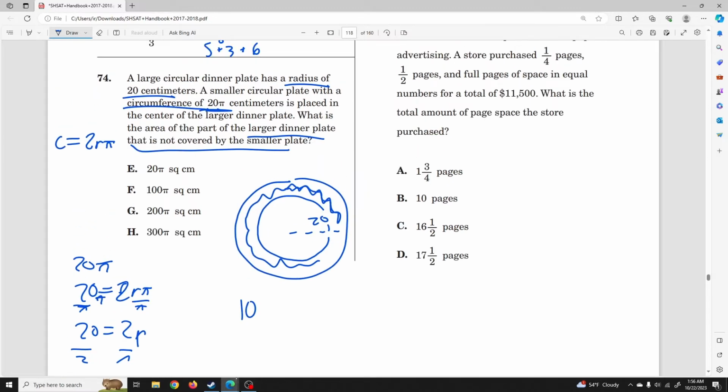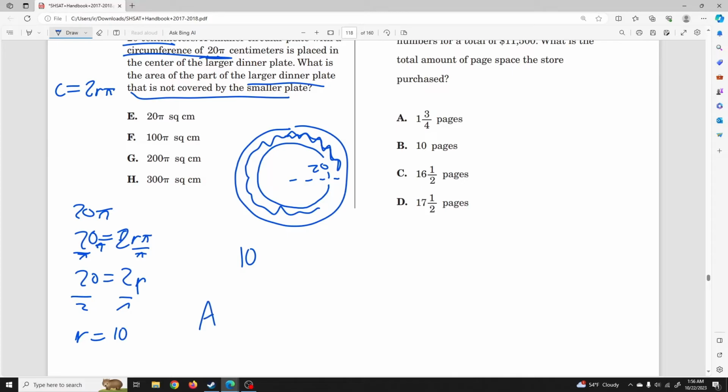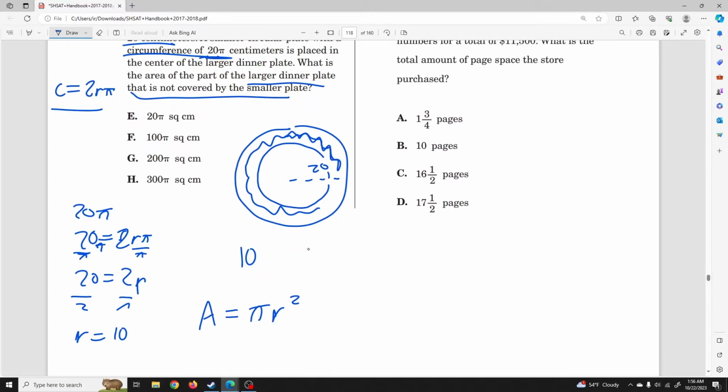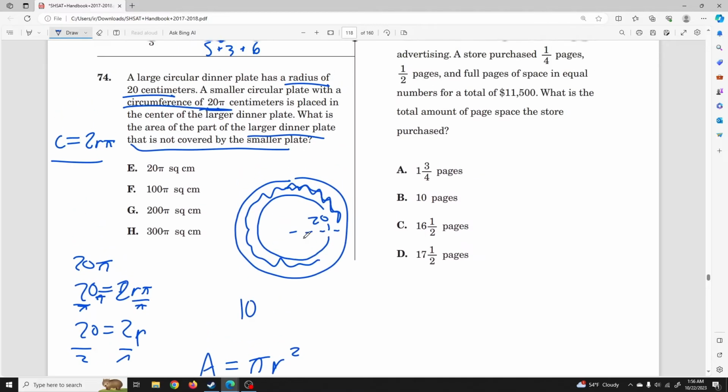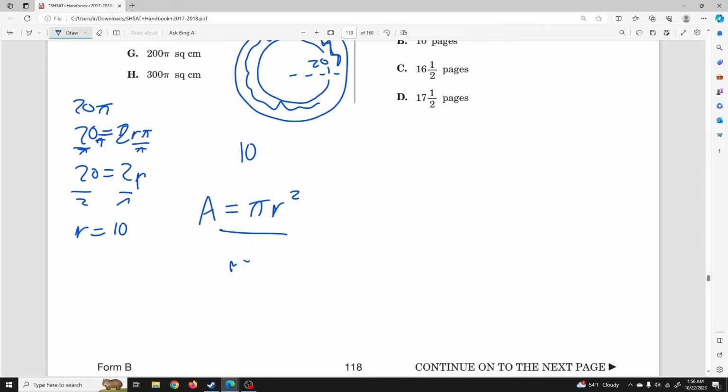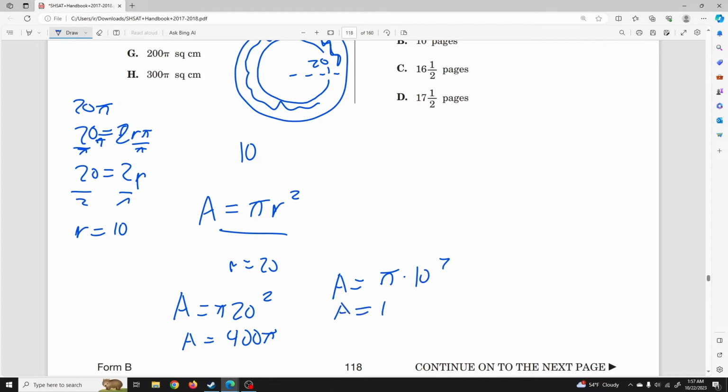Because we're dealing with area, and the formula for the area of a circle is A is equal to pi r squared, right? So we had to use 2 formulas, formula 1, formula 2. Now what we have to do is just find the area of both of these plates. So for the first area, our r is equal to 20. So A is equal to pi times 20 squared. So A is equal to 400 pi. That's the bigger plate. And for the smaller plate, A is equal to pi times 10 squared. So A is equal to 100 pi.